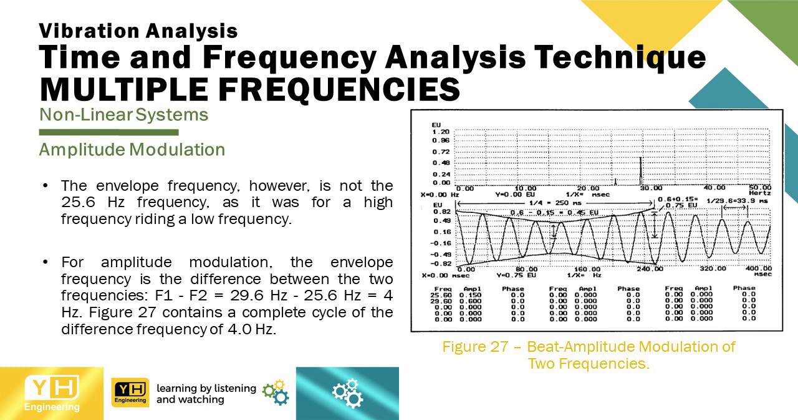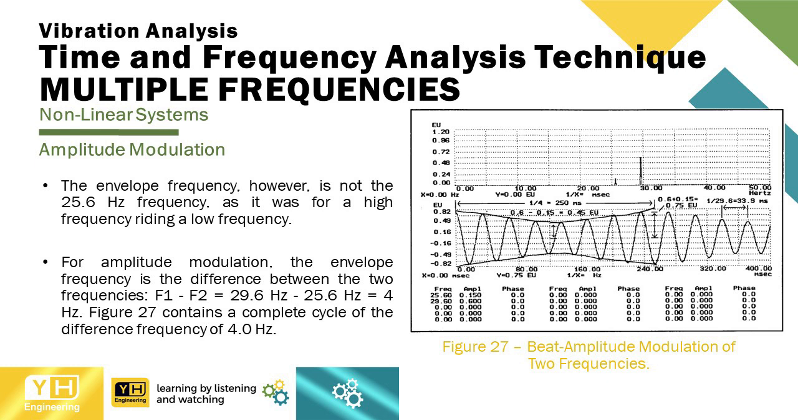The envelope frequency, however, is not the 25.6 Hz frequency, as it was for a high frequency riding a low frequency. For amplitude modulation, the envelope frequency is the difference between the two frequencies, frequency 1 minus frequency 2, equals 29.6 Hz minus 25.6 Hz, equals 4 Hz.